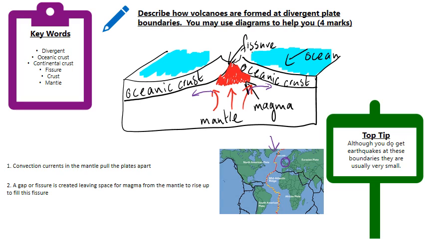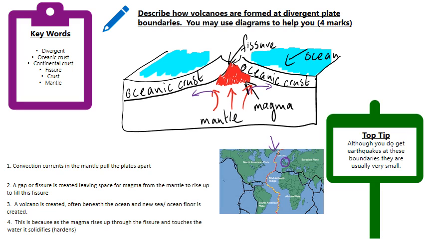If that happens to start with at the bottom of the ocean, as the magma actually hits the water, it cools very quickly, and as I say, starts building up the island. We discussed Iceland earlier on. A volcano is created, often beneath the ocean, as I've just said. A new sea floor or the ocean floor is created from that. And then because of this, as the magma rises up and the fissure touches the water, it solidifies or hardens.